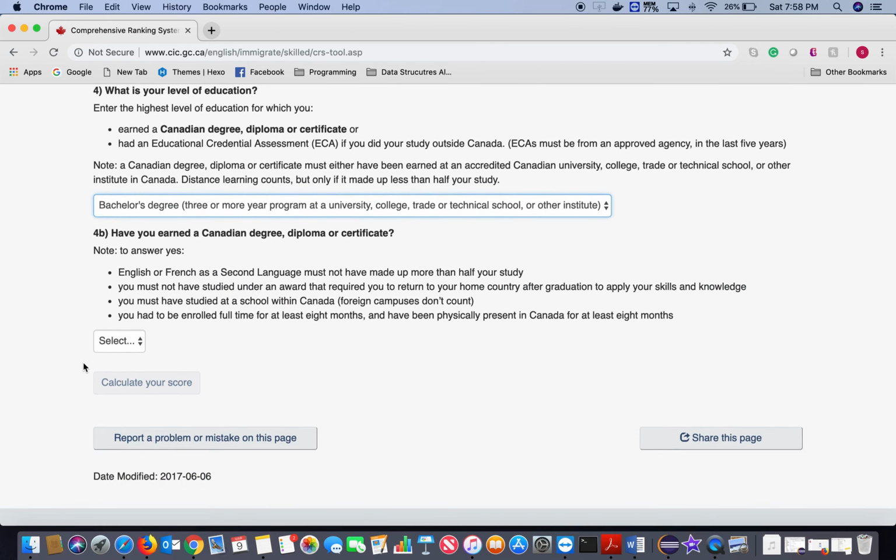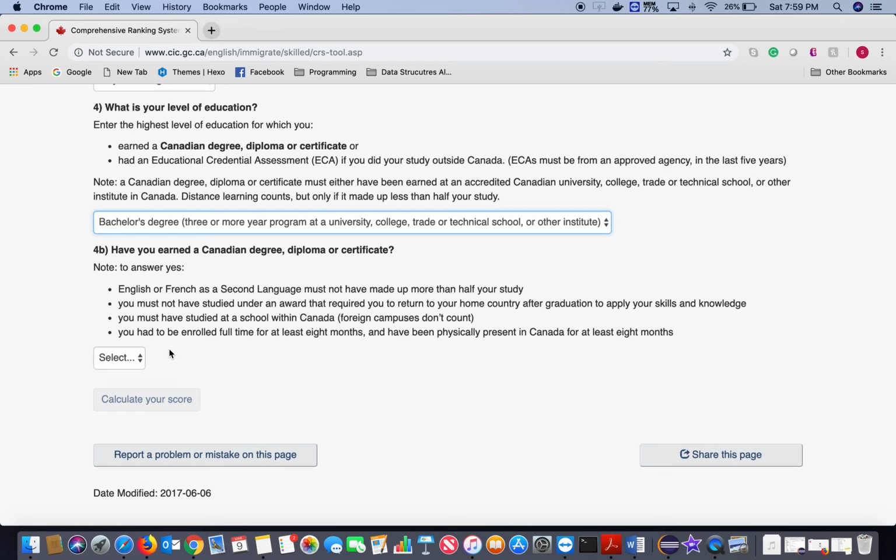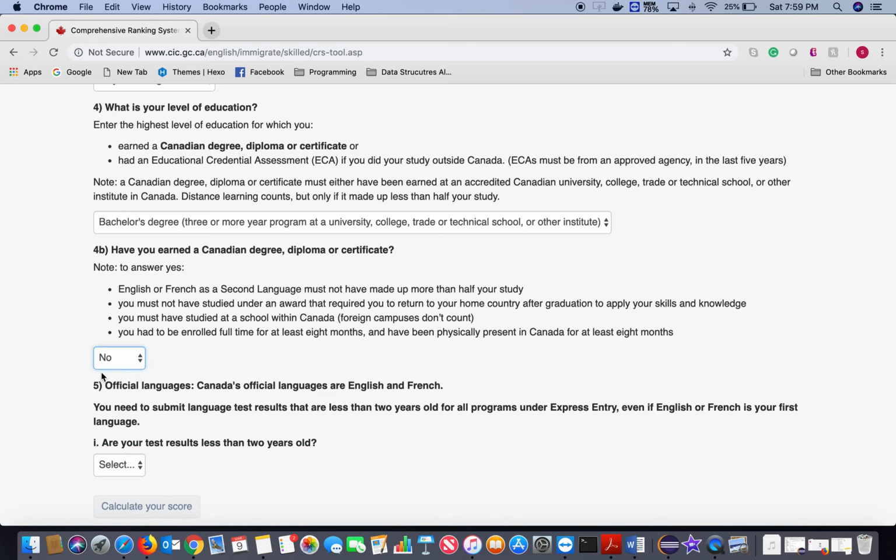The next question, which is a part of question 4, is, have you earned a Canadian degree, diploma, or certificate? Now, this is for the candidates who have gone to Canada and gotten a university degree while studying in Canada. It clearly says you had to be enrolled full-time for at least 8 months and have been physically present in Canada for at least 8 months. If you do not fulfill the criteria, please do not select yes for this. Else it will completely mess up your calculator and the score will not be appropriate. Now I am going to again go with the majority and select no, I have not earned a Canadian degree.